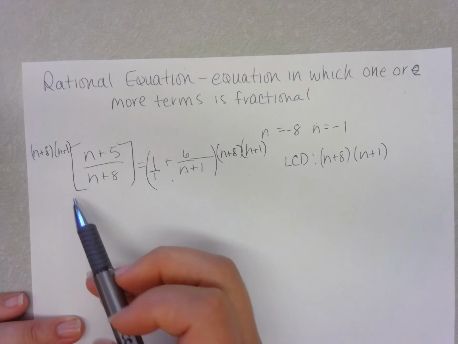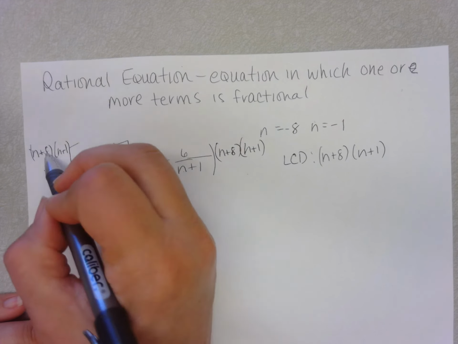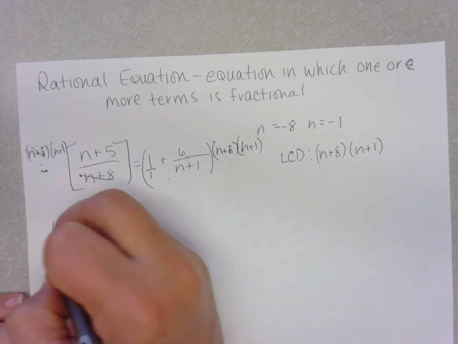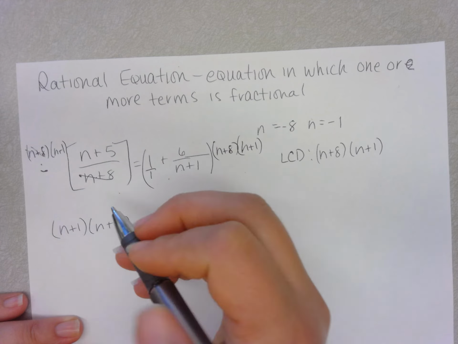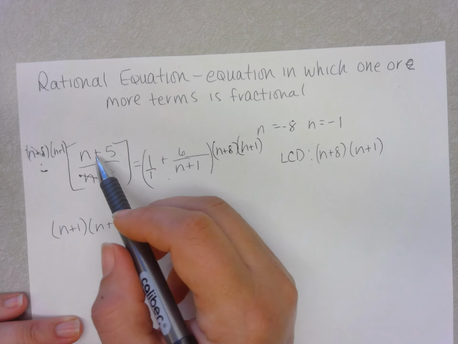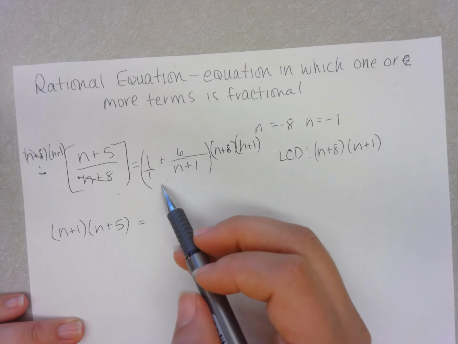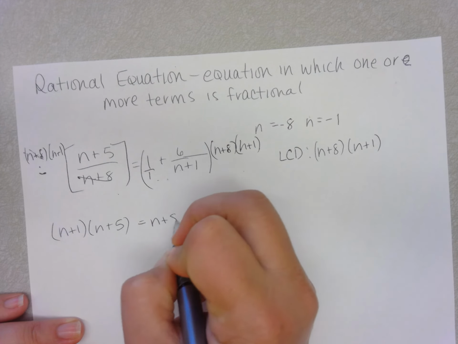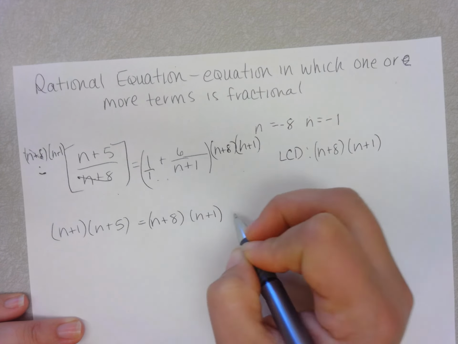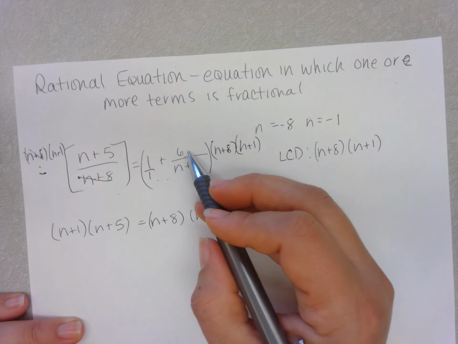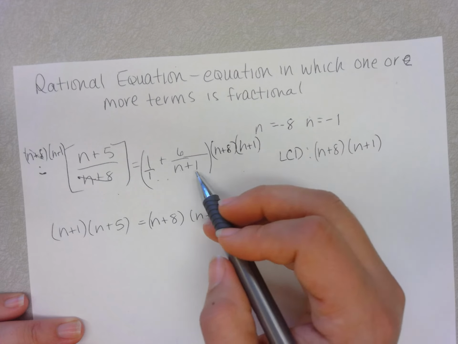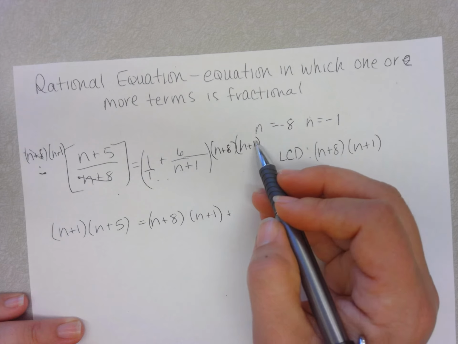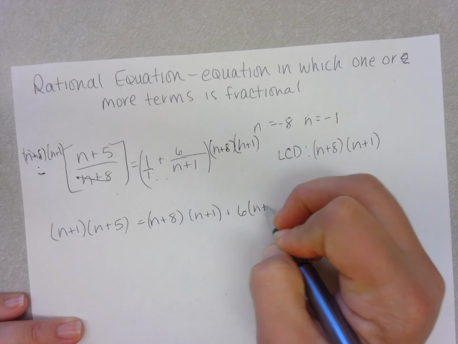All right. When I multiply this side, the n plus 8 cancels, and I'm left with n plus 1 here times the quantity n plus 5, which was already there. So I'm left with this times this over here. Now I distribute. So 1 times this is just that thing, so I'm just going to write it as n plus 8 times n plus 1. And then plus, now I'm going to have 6 times this. Here, when I multiply, this n plus 1 will simplify with this n plus 1, and it will leave me with 6 times n plus 8.